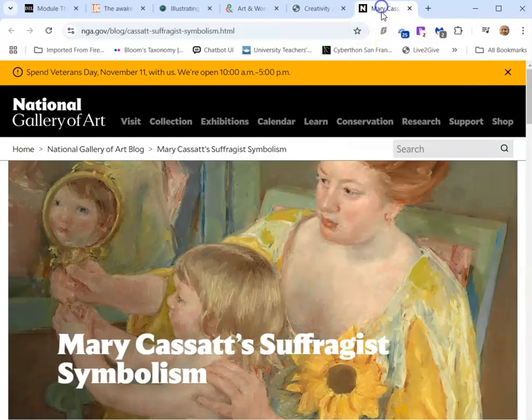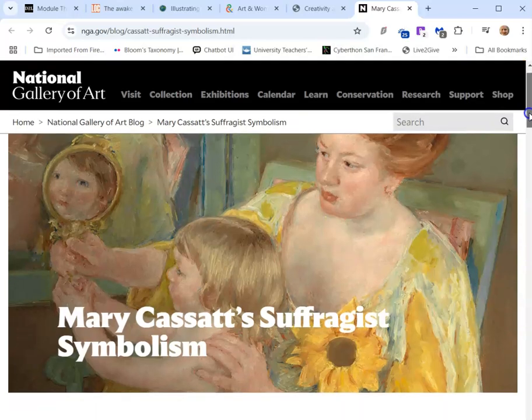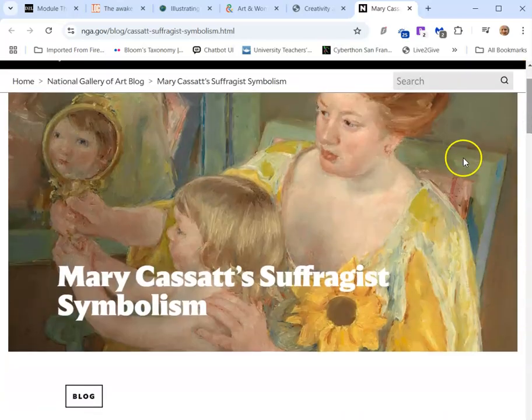That's something. Now, the final thing I want to talk about is Mary Cassatt, who is a brilliant painter. If you don't know her work, I really recommend it. But one of the things that she does in her paintings, if you look at this, it looks like a mother and a child, and they're playing with a mirror, just something you would do with your child. But this sunflower actually is a suffragette symbol.